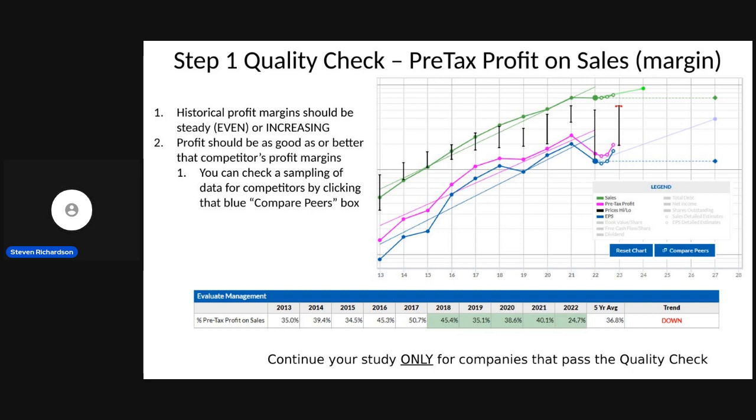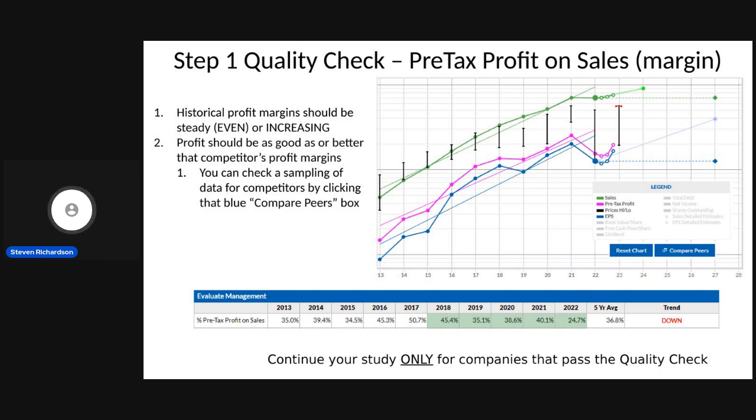All right. The next thing you want to look at is pre-tax profit on sales. That's the margin. Historical profit margin should be steady, even, or increasing. Here, the trend is downward. They started out with a 50% margin in 2017. That is phenomenal for any company. I don't care who you are.